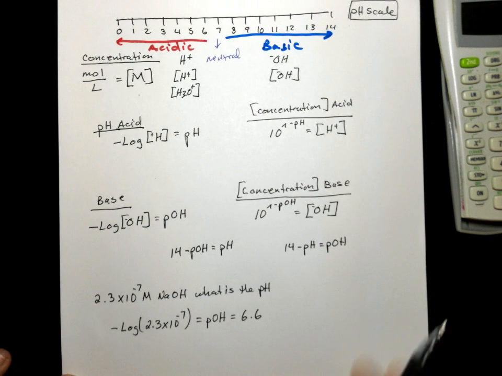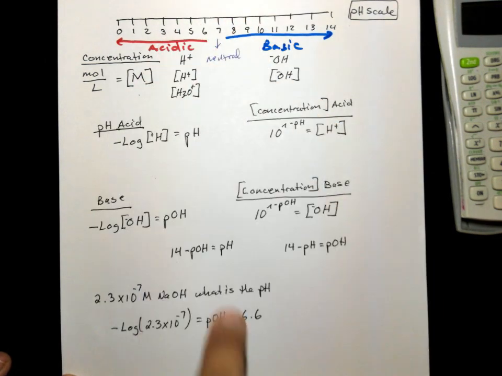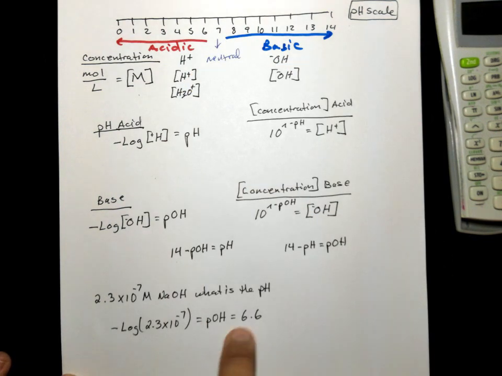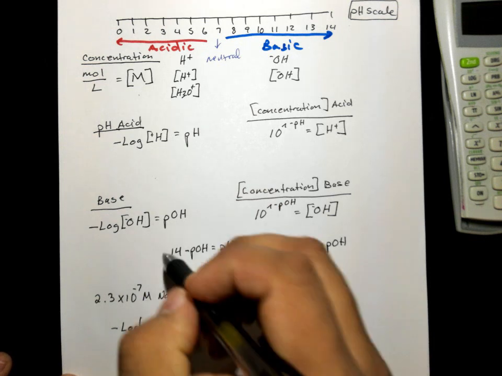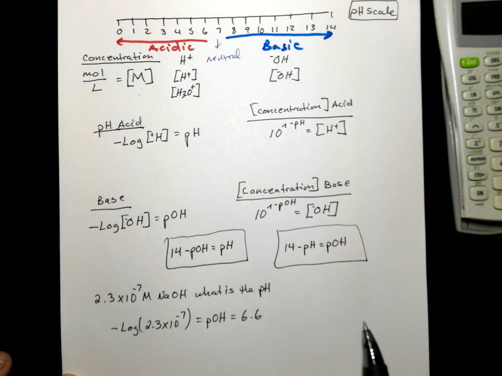Well, no. This is giving me pOH. Remember, we cannot use pOH to use the pH scale. So what do I got to do to be able to use the pH scale? It has to be in pH. And that's what they want too, is the pH. So how do I go from pOH to pH? Right here. Okay. So let's do that real quick.